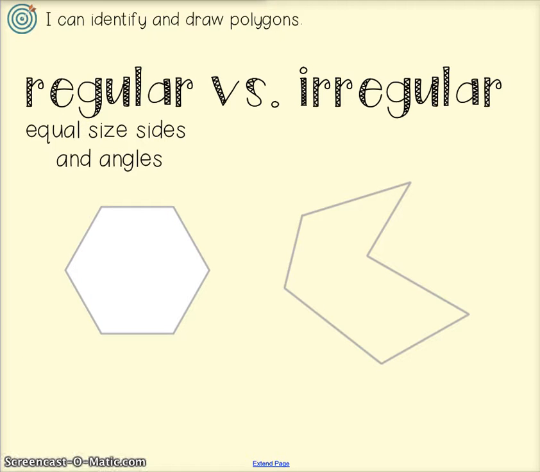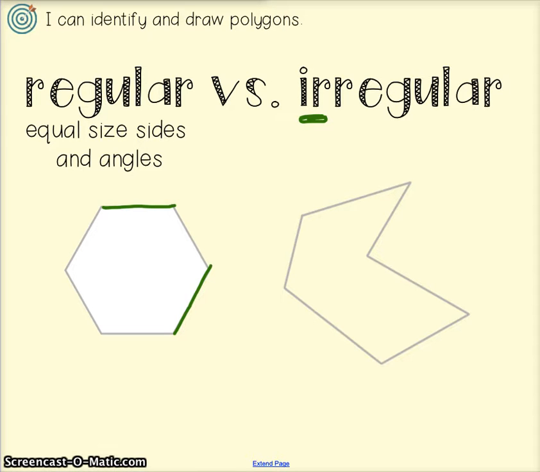Regular versus irregular, okay? Irregular has a prefix, ir, which means not regular. Regular means equal size sides and angles. So this side length is the same as this side length. That makes it regular because all of the sides are the same length. Angles are the same way. All of the angles in that hexagon are the same.